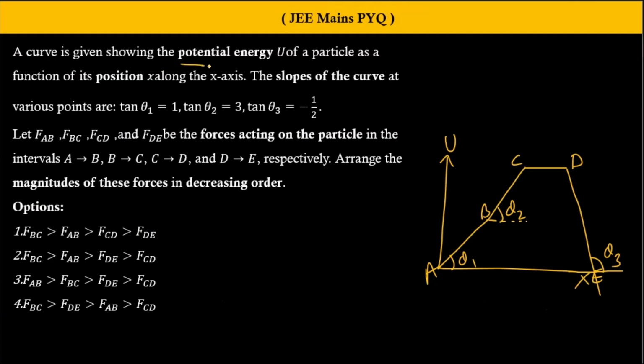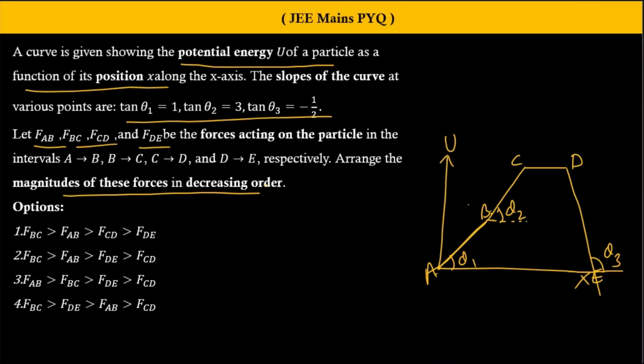A curve is given showing the potential energy U of particle as a function of position. So U versus X का graph given है. Slope given है. देखो different positions का. And these are the forces acting. FAB along this line force, I mean when potential energy is getting indicated by AB line, force is FAB, and so on, FBC, FCD, FDE. We have to arrange magnitude of forces in decreasing order.